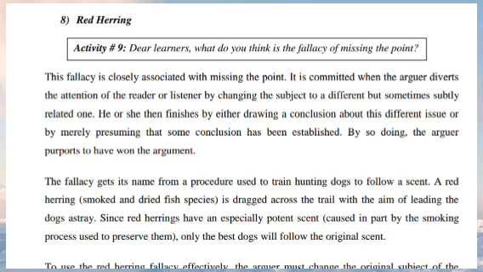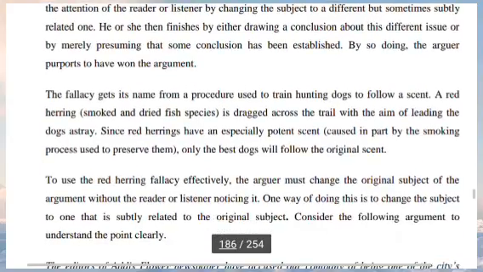But the red herring fallacy is committed when the arguer diverts the attention of the reader or listener by changing the subject into a different but sometimes subtly related one. And he or she then finishes by either drawing a conclusion about this different issue or by merely presuming that some conclusion has been established.